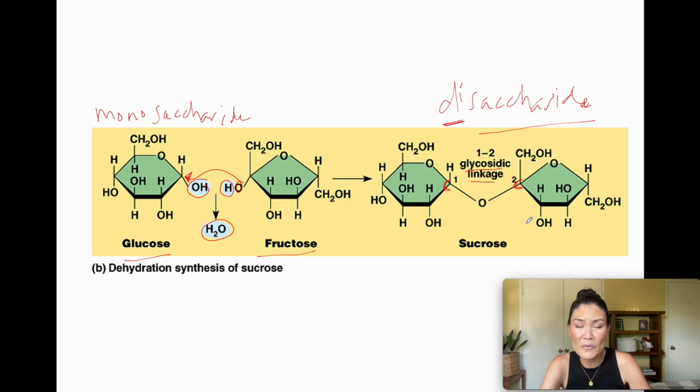Okay, these are strong covalent bonds. And when you add another monosaccharide over here, they're going to form a glycosidic linkage. And again, it's by dehydration synthesis, where water is going to be removed.